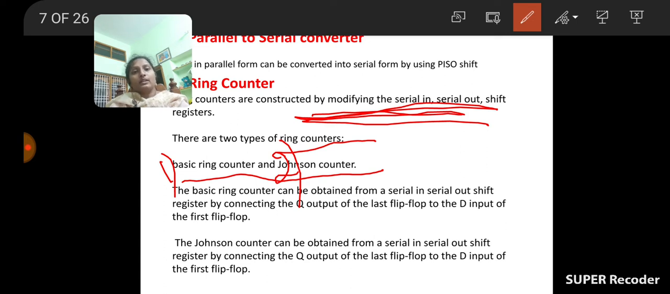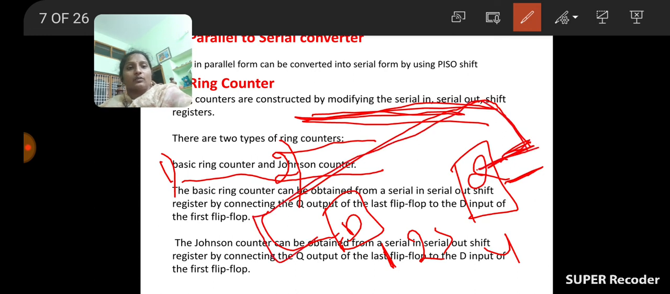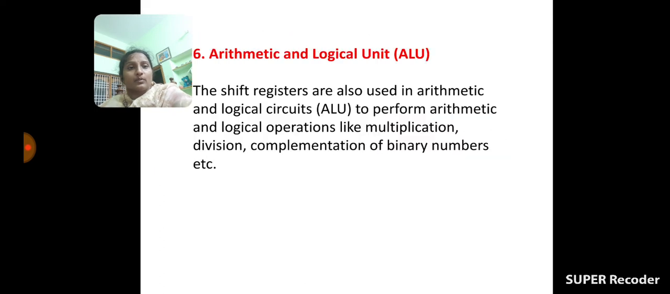The basic ring counter can be obtained from serial in serial out shift registers by connecting the Q output of the last flip-flop to the D input of the first flip-flop. Both ring counters are made by taking simple modifications on the serial in serial out shift register. For example, if this is the last stage, the output of this last stage is given to the input of the first stage: first, second, third, fourth. Like this, the output of the last stage is connected to the input of the first stage. So this is about a ring counter.